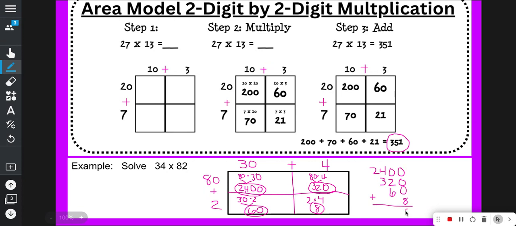8 plus nothing, we get 8. 6 plus 2, we get 8. 3 plus 4, we get 7. And 2 plus nothing, we get 2. So our answer of 34 times 82 is 2,788.